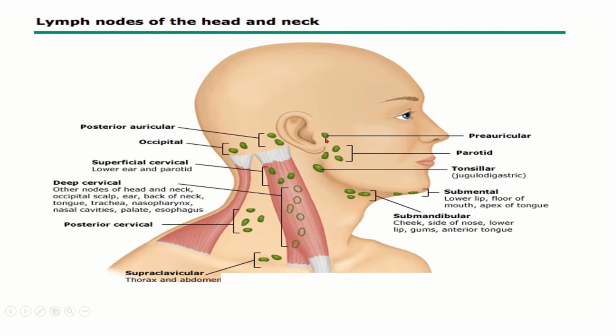These are pre-auricular lymph nodes in front of the auricle, and these are the post-auricular lymph nodes, otherwise called mastoid nodes. And here you can see the palatine tonsil. So tonsillar lymph nodes are very close to the palatine tonsil. And you can see here these are the superficial cervical nodes and these are the deep cervical nodes. And here you can see the posterior cervical and this is the supraclavicular node.